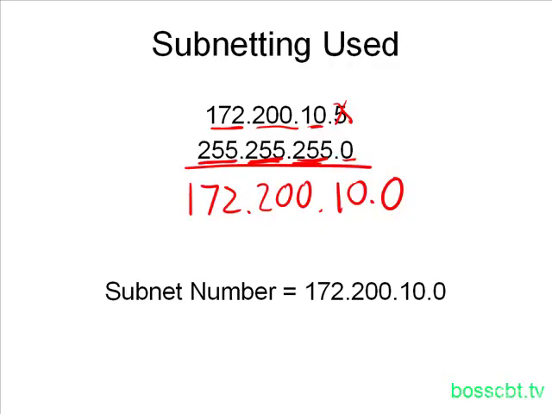So this was pretty simple as well. Even though we subnetted, the subnet mask was very straightforward, just 255s and zeros. Well, let's look at one more example where subnetting is also used, but it's going to be a little bit trickier because we're not going to have such an easy subnet mask to work with.